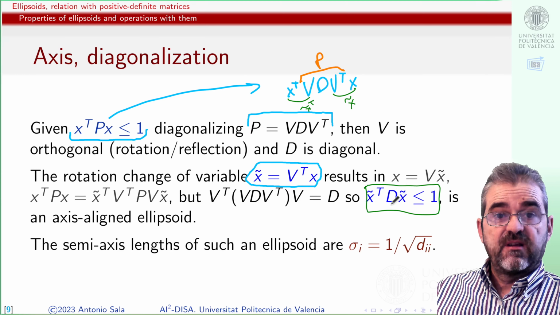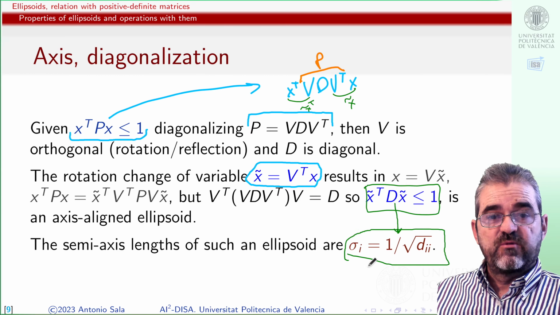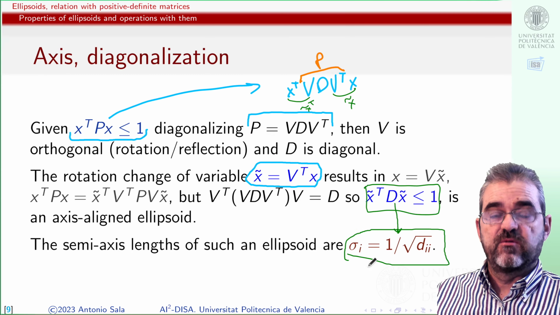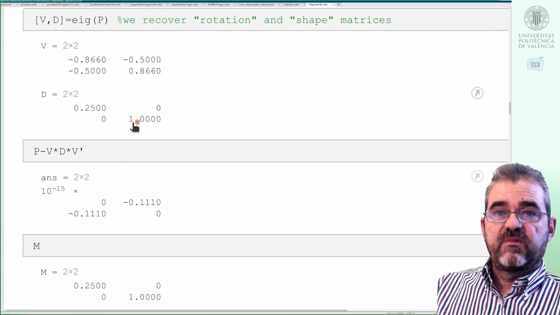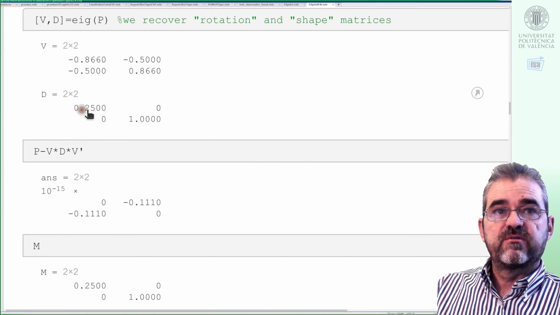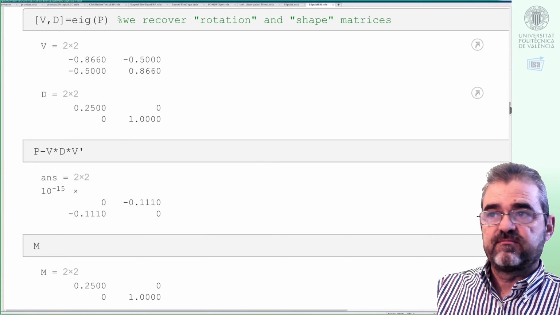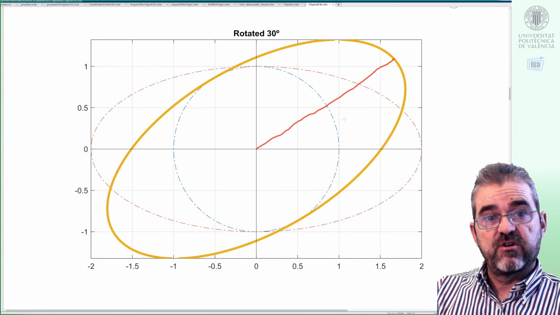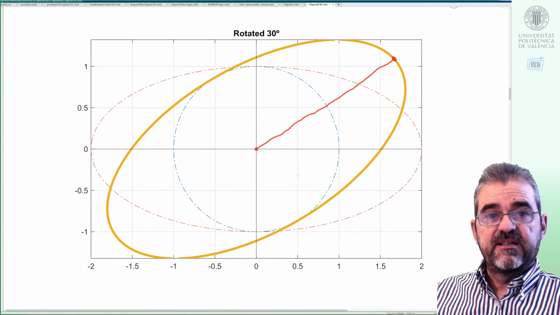Of course, in this axis-aligned ellipse, the diagonal elements were inversely proportional to the square of the semi-axis length. So if I take square roots and invert, I would get the semi-axis lengths. 1, and the square root will be 0.5, inverting to the other semi-axis length. So this red line has 30 degrees of slope, and the segment from the center to the ellipse boundary has length 2.